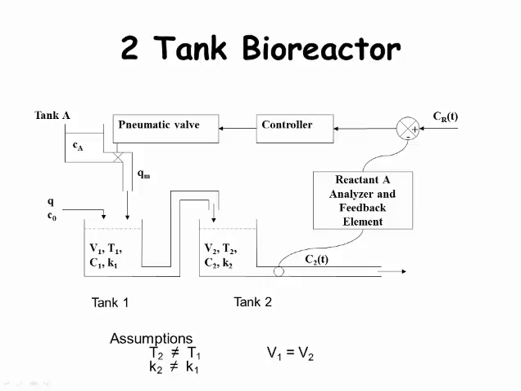The outflow from Tank 1 goes into Tank 2. Tank 2 has a volume of V2, is at temperature T2, has a concentration of reactant A at C2, and a reaction rate of K2. For now we will assume that the temperatures in the 2 tanks are different, so that T2 does not equal T1, and the reaction rates K2 and K1 are not equal. To simplify the problem, we will assume that the 2 tank volumes are the same, V.